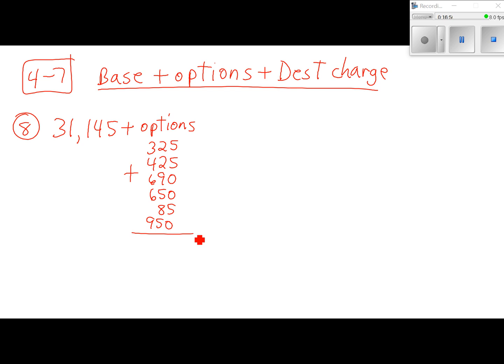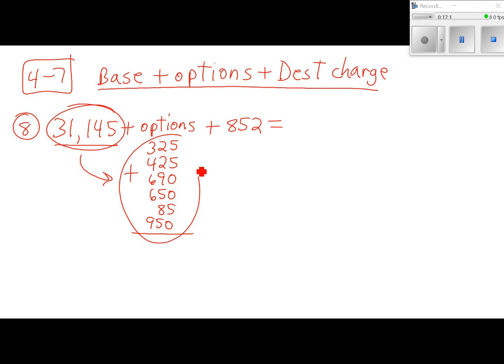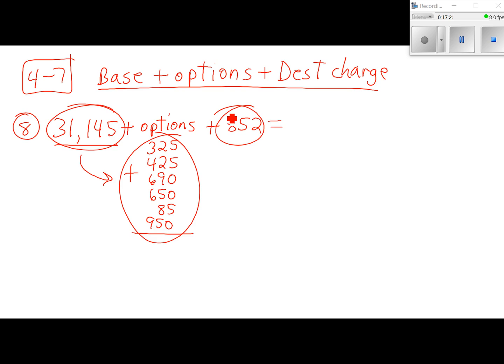And I didn't add them all up separately, and you really don't have to add them all up separately. You're just going to take this and add on all of those things, plus the destination charge. The destination charge this time was $852. So you're just going to add all of this, and that. And when you add them all up, the answer I got was $35,122 when I plugged them all into my calculator. So that's the sticker price. 9 and 10 are basically the same thing, so just try those.